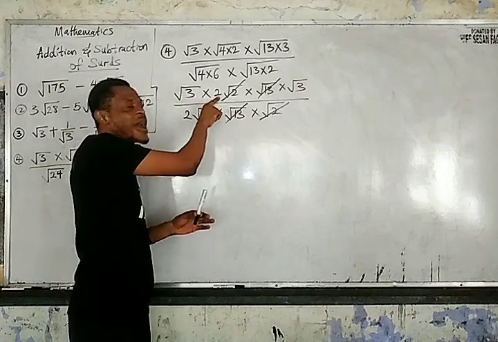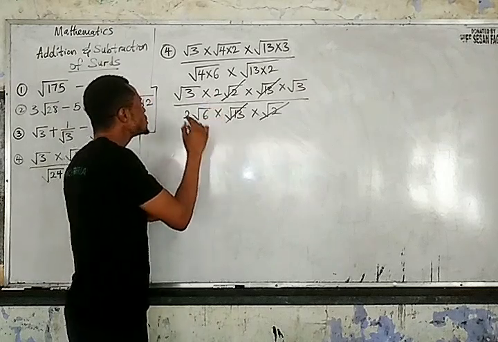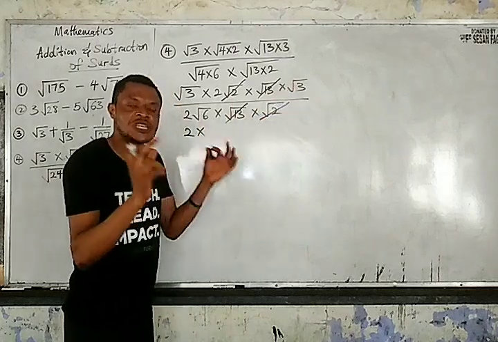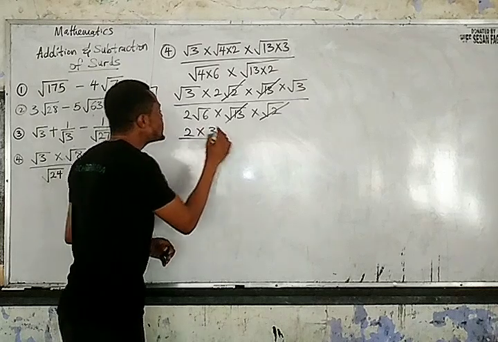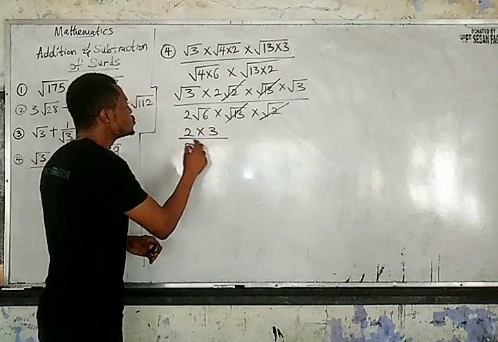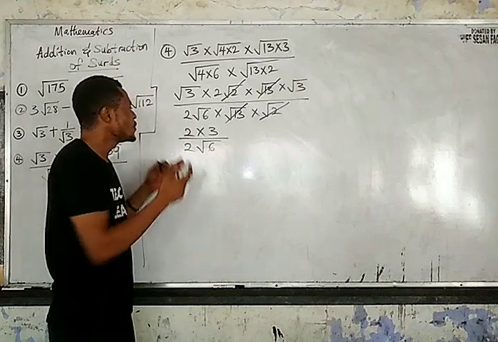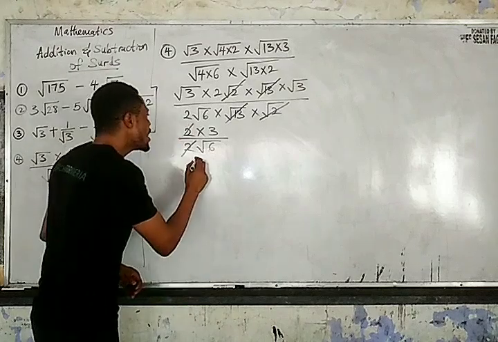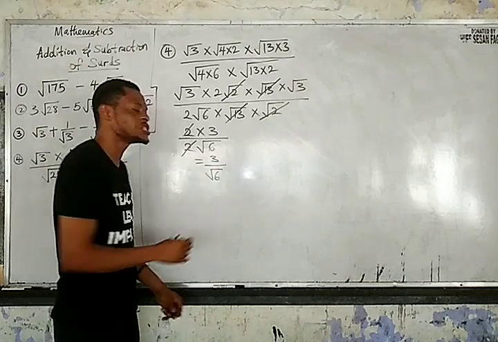Not forgetting that we have 2 here. That means we have 2 multiplied by root 3 multiplied by root 3, and root 3 multiplied by root 3 will give us 3. So everything all over 2 root 6. From this, we can say 2 here 1, 2 here 1. We are left with 3 all over root 6.